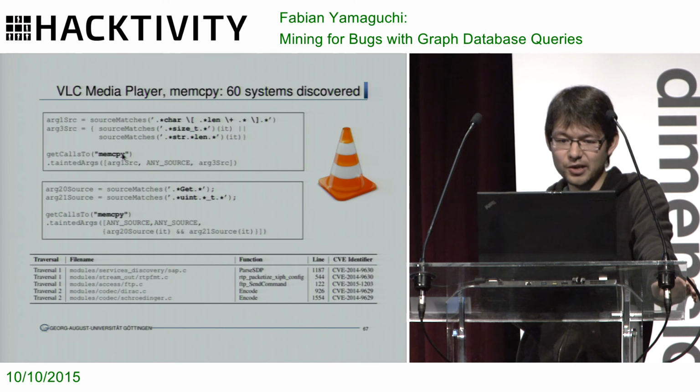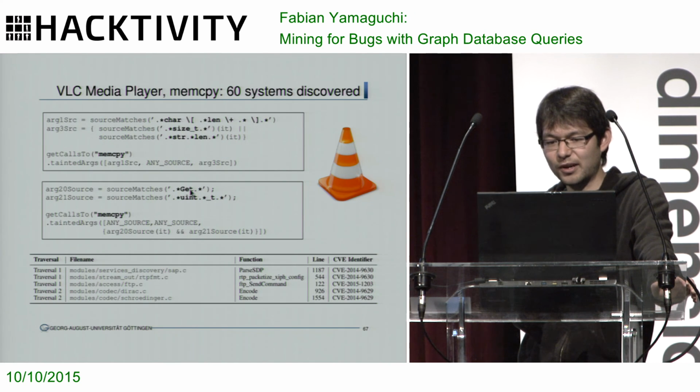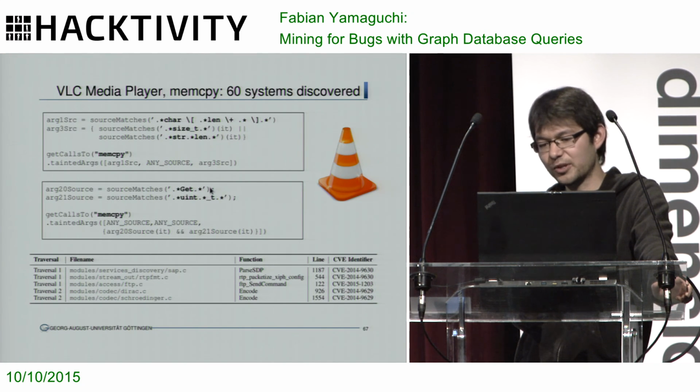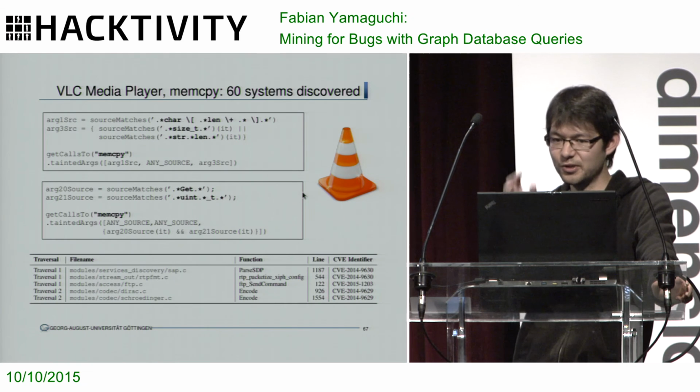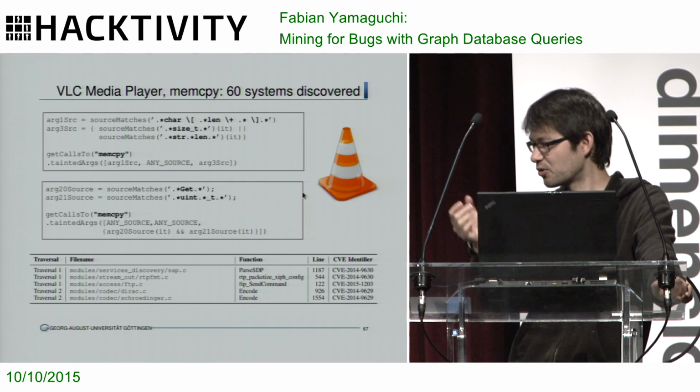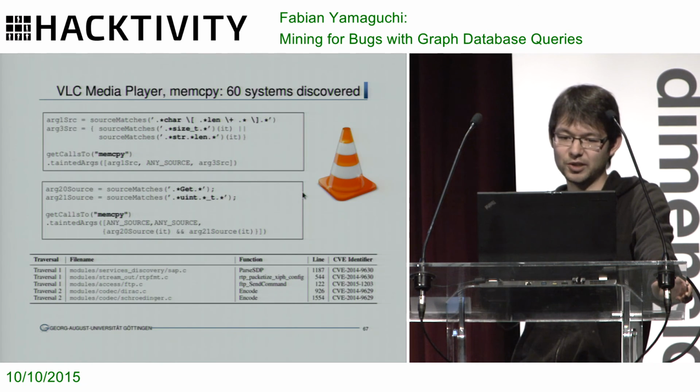And this found bugs. The other one is where you have some sort of get that controls the third argument to memcpy. This found bugs as well. I'm wrapping up. These are the CVEs we got for these. This was pretty much just going over the 60 systems and picking these two, and these immediately output these bugs.